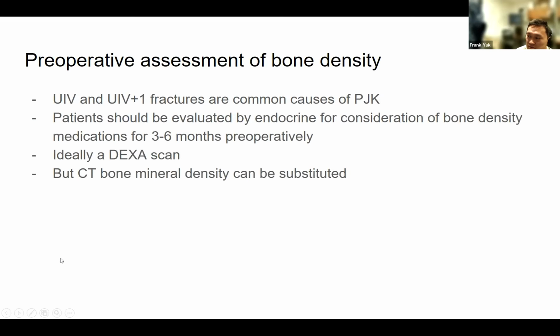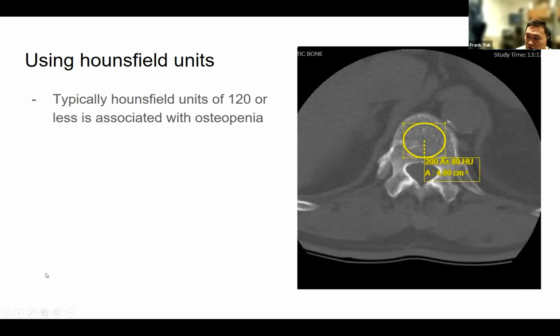Preoperative assessment of bone density is also very important for anyone undergoing adult deformity surgery. UIV and UIV plus 1 fracture are one of the most common causes of PJK, so these patients should be evaluated by endocrinology for consideration of bone density medications for 3 to 6 months preoperatively. Ideally, you would have a DEXA scan, but recently there's been some data on using CT bone mineral density to substitute for a DEXA scan, which is often difficult to get, even as an outpatient. So we can use Hounsfield units measured just off a CAT scan.